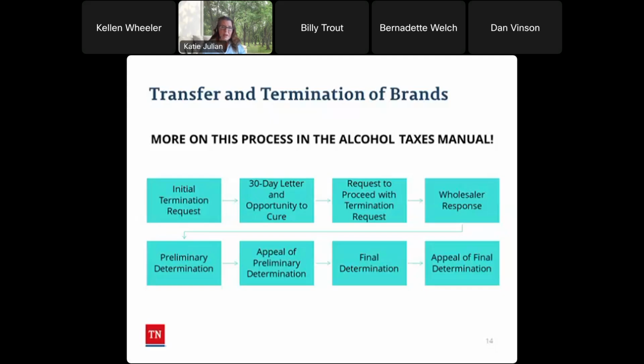All right, so the manufacturer or importer may only introduce a brand if there's a written contract between the manufacturer or importer and the Tennessee wholesale distributor that will sell the brand in the state. No manufacturer or importer is permitted to transfer a brand from one wholesale distributor to another or to terminate a contract without written permission from the Commissioner of the Tennessee Department of Revenue. You can see here that there is a process for transferring or terminating a brand. You'll find much more information about this in our alcohol taxes manual, or if you have specific questions about that, I think Bernadette, if I am correct here, is kind of a subject matter expert on this topic as well.